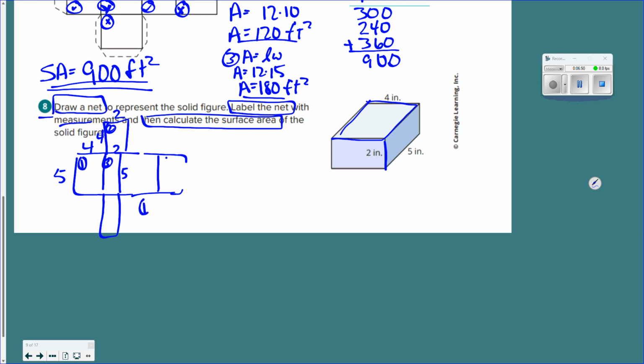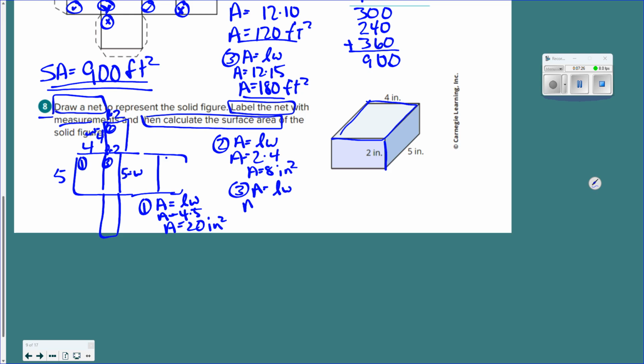So for number 1, area is length times width, or 4 by 5, gives me 20 square inches. Number 2, length times width. 2 is a length of 2 and a width of 4. So that's going to be 2 times 4, or 8 square inches. Number 3 gives me a length of 2 and a width of 5. So equal length times width, or 2 times 5, which gives me 10 square inches.